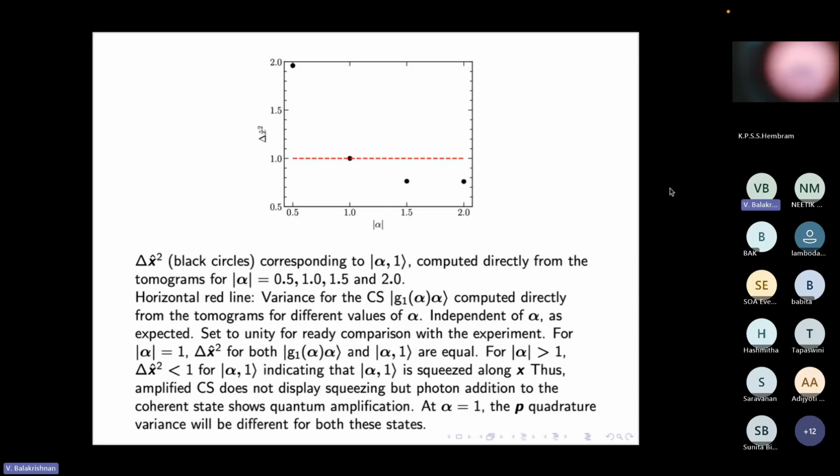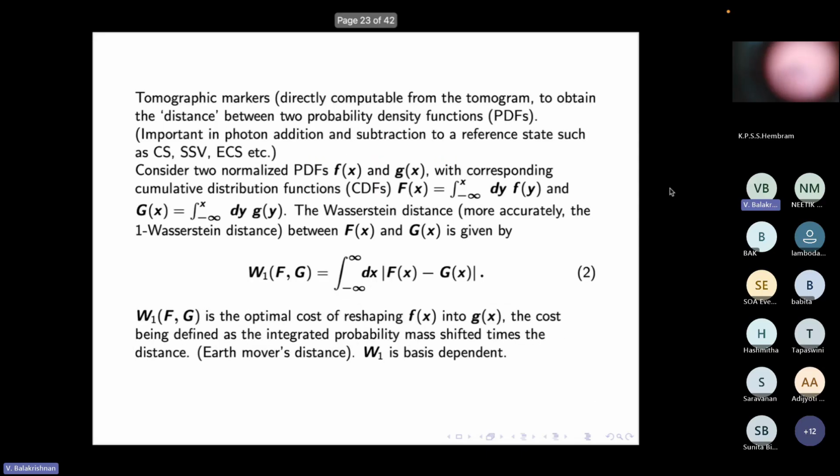Visually, the two tomograms look the same, but the variances are different. And you can actually see that for mod alpha 1.5 and 2, the two black circles are below the red horizontal line, which means that alpha gamma 1 is squeezed, and therefore it's a non-classical state. And at mod alpha equal to 1, the variance for the coherent state and for alpha gamma 1 are equal. The black circle lies on the red horizontal line. So this is how I will see the difference between two visually similar tomograms.